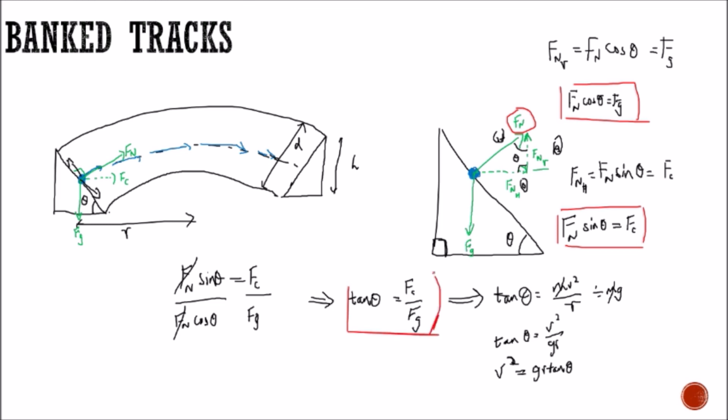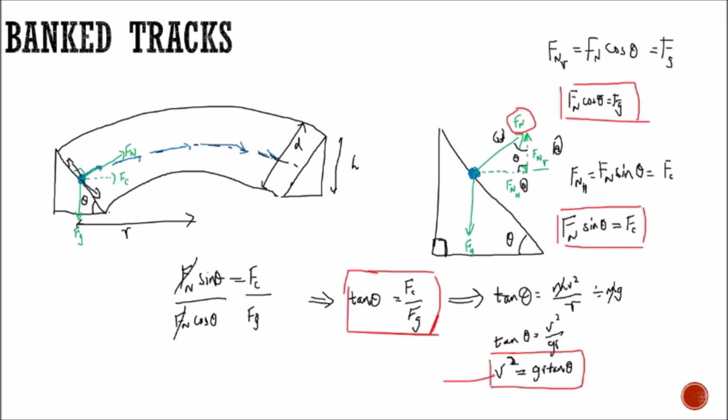Okay, now let's just have a look at these equations for a minute here. So we've connected the normal force to the force due to gravity, and we've connected the normal force to the centripetal force. We can connect them together via this equation here. The tangent of the angle of the track equals the centripetal force divided by the force due to gravity. Okay, now if you expand out Fc and Fg, you can write this equation here. V squared equals gr tan theta.